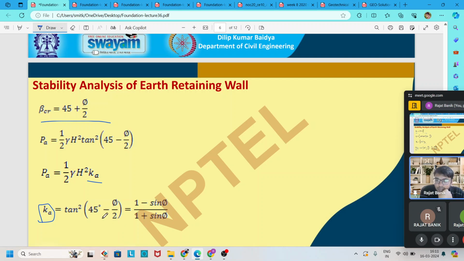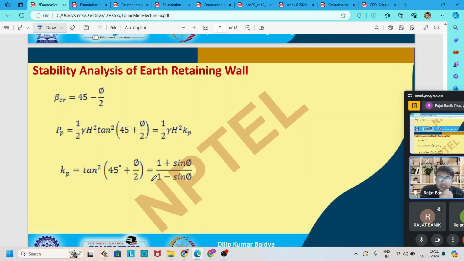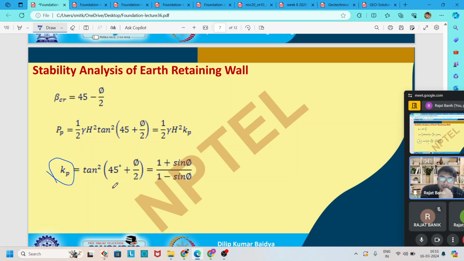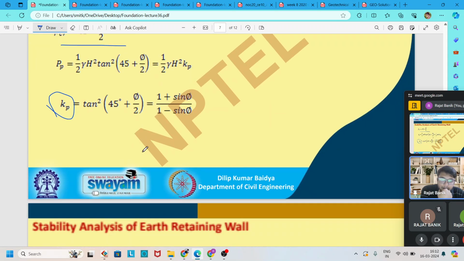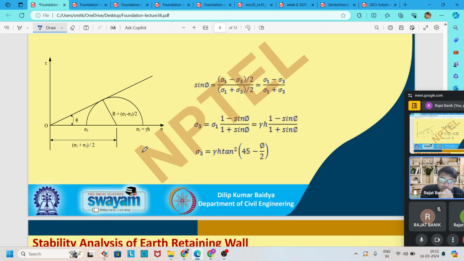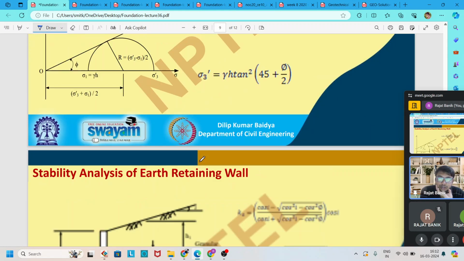Then in passive earth pressure, the coefficient is the inverse of the active earth pressure coefficient, that is 1 plus sin phi divided by 1 minus sin phi, or tan square of 45 degrees plus phi by 2, and the critical failure plane is at 45 degrees minus phi by 2 angle. Then we can find these formulas with the help of the Mohr circle also. By this maximum failure point derivation, we can find the passive earth pressure formula and the active earth pressure formula.